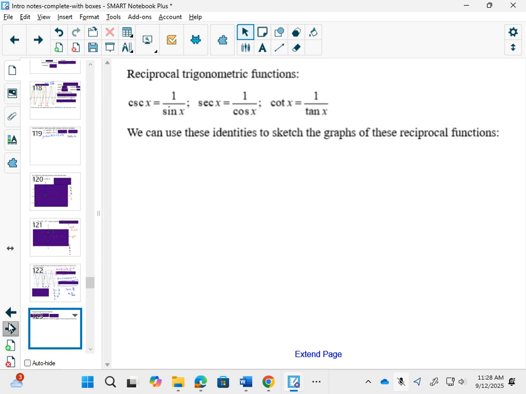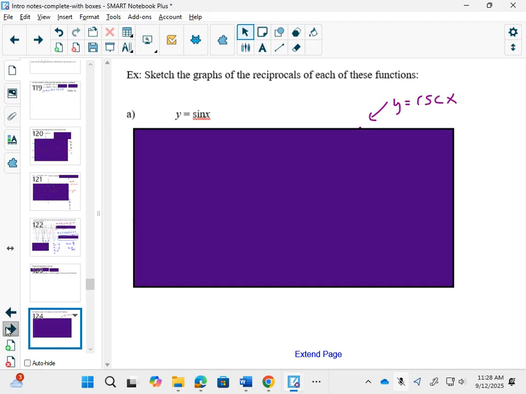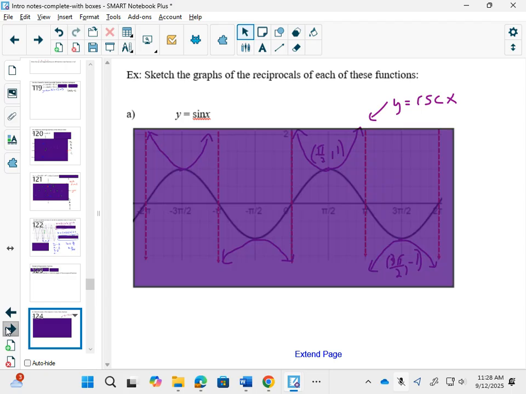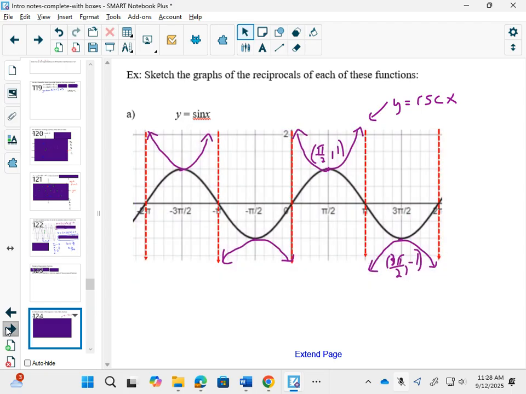We can use these identities that cosecant's 1 over sine, secant's 1 over cos, and cotangent's 1 over tan to graph the reciprocal function. Do you remember the strategy for graphing reciprocals? You first graph sine, then wherever you have x-intercepts, you get asymptotes. And then everywhere else, you just flip the answer.